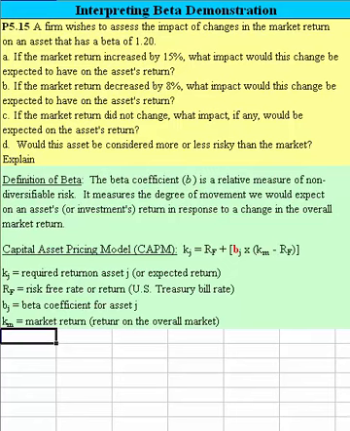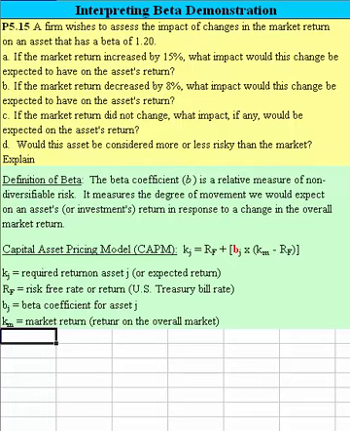Let's take a look at problem 5.15, which involves interpreting beta. A firm wishes to assess the impact of changes in the market return on an asset that has a beta of 1.2. Now I'm reading in the yellow, which is the requirement. And we're asked to solve items A through D.